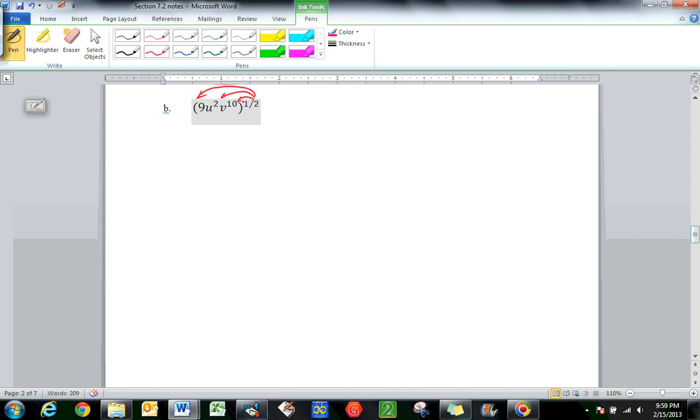Now the big mistake that a lot of students make is they forget about the 9. Do not forget about the 9. So 9 to the 1/2 power, u squared to the 1/2 power, and v to the 10th to the 1/2 power. So that's basically what we're doing here.